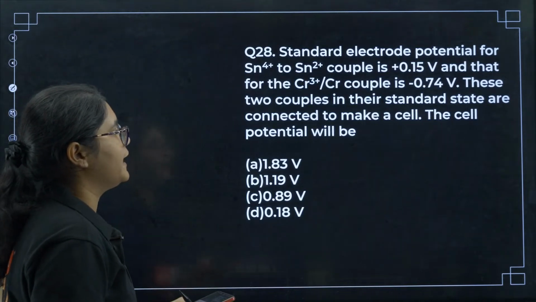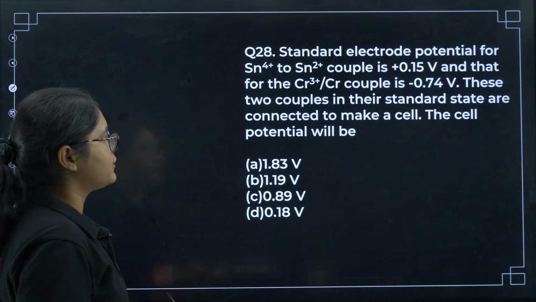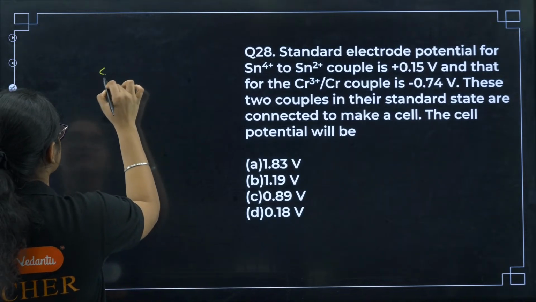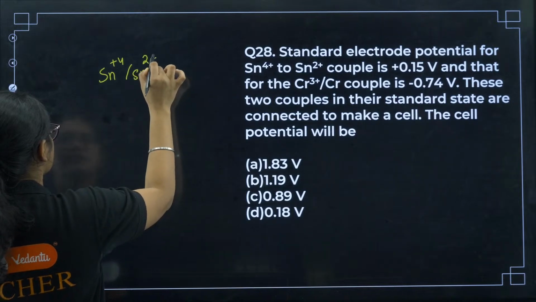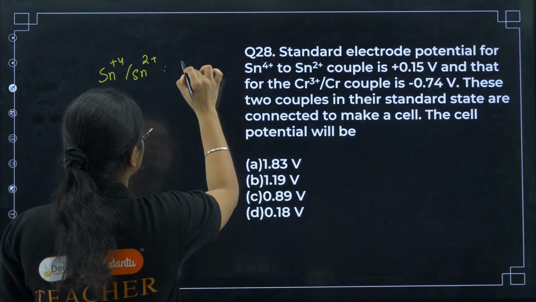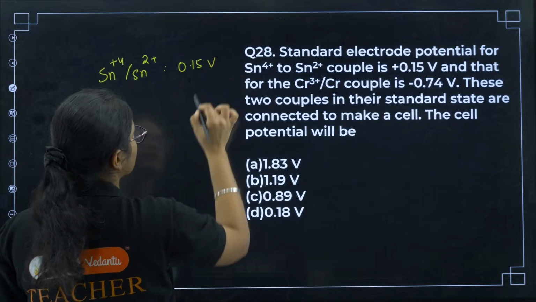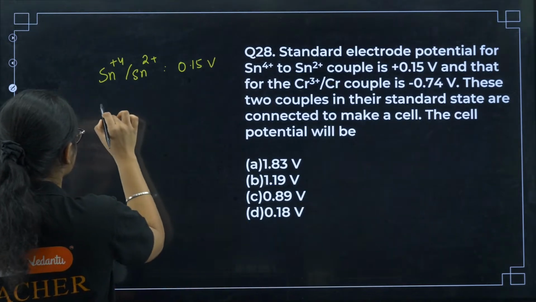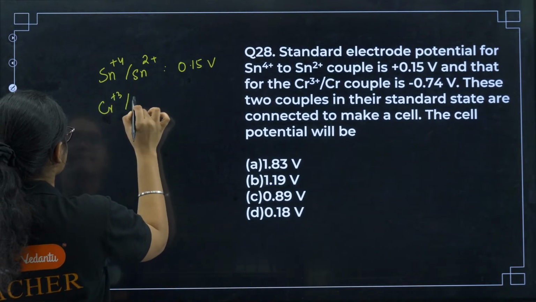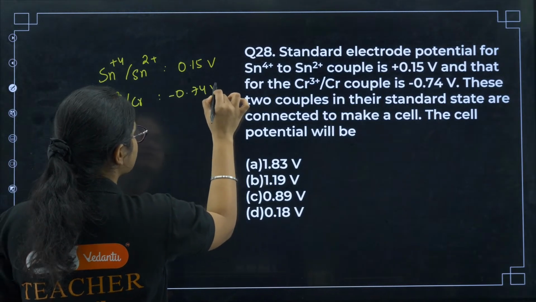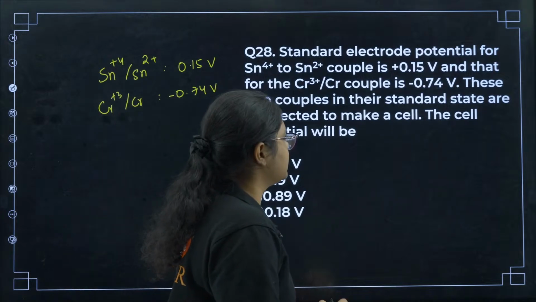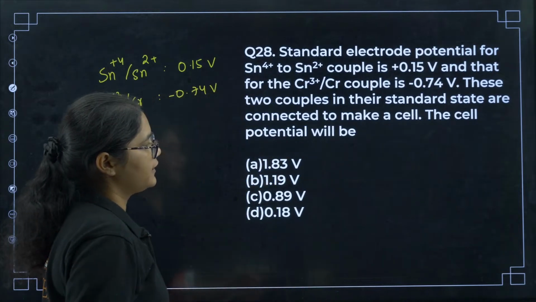Next we have the 28th question. Standard electrode potential for Sn4 plus to Sn2 plus is given as 0.15 volt, and that of Cr3 plus to Cr is minus 0.74 volt. These two couples in their standard state are connected to make a cell.